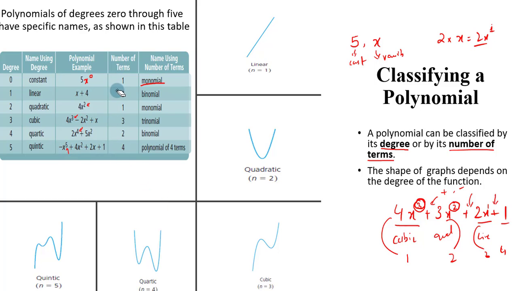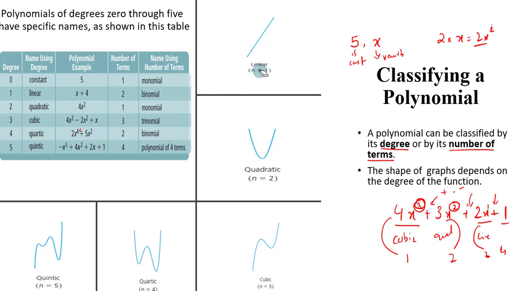Now, if we see that based on the number of terms, because it has one term, it is called monomial. Two terms, binomial. Three terms, trinomial. And if it consists of many terms, you can say it is a polynomial, like this one with 4 terms. So based on this classification, their graphical representation also changes.